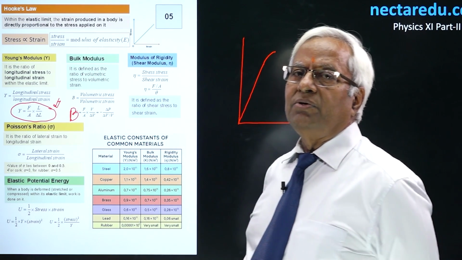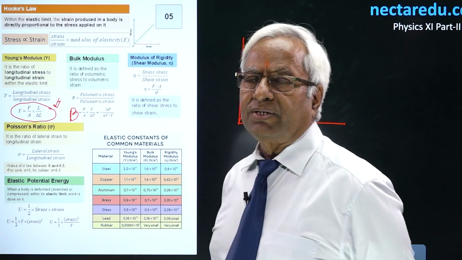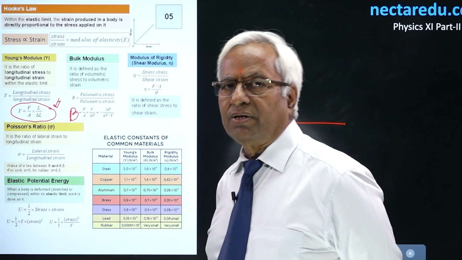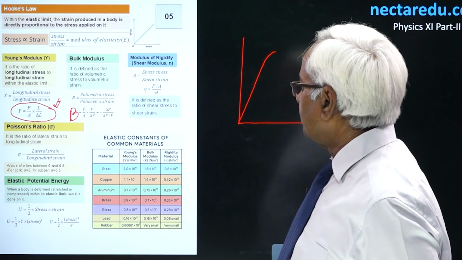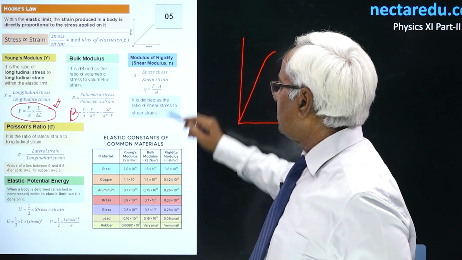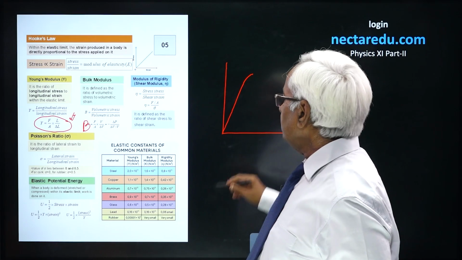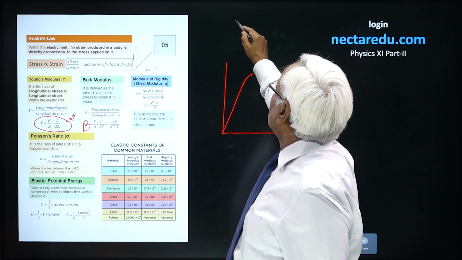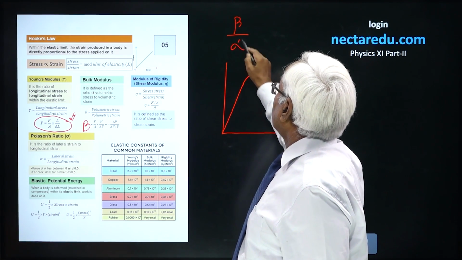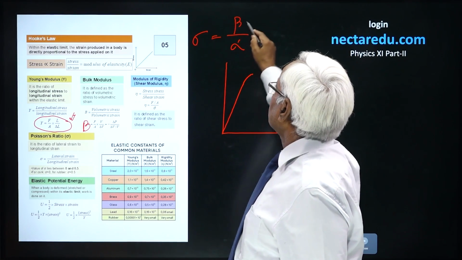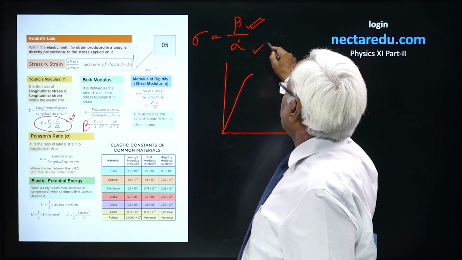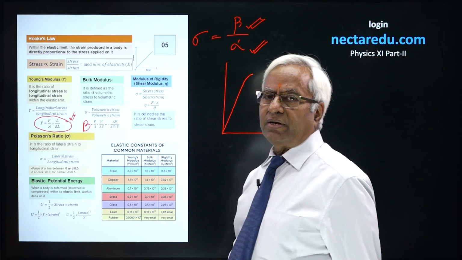You have already calculated the value of tangential stress and shearing strain. If you take the ratio, you will find modulus of rigidity, F upon A theta. Then Poisson's ratio, beta upon alpha, that is Poisson's ratio, lateral strain and primary strain.